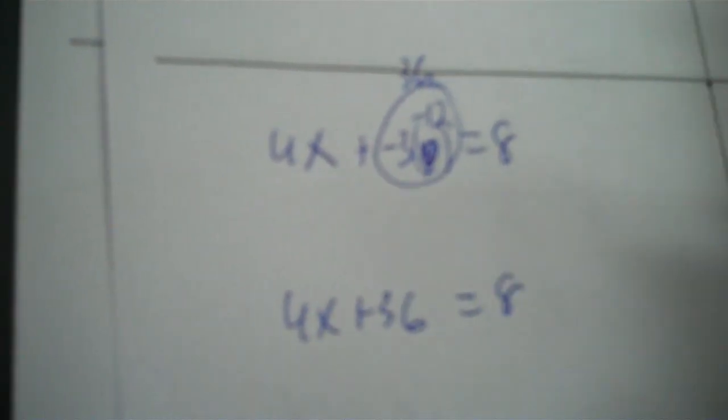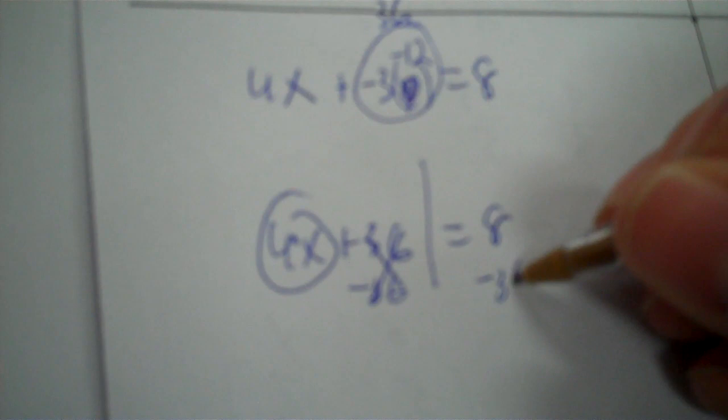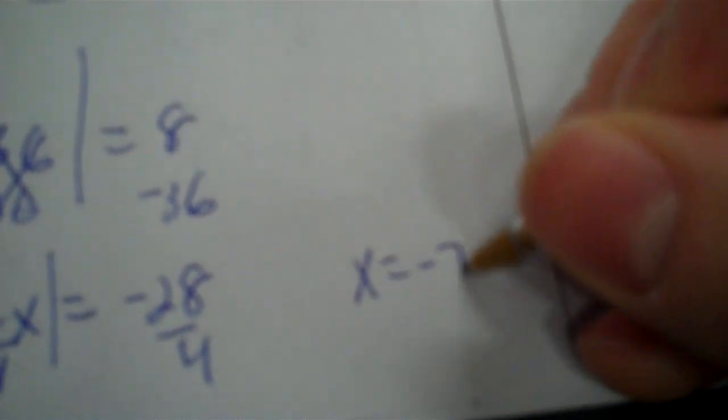Now to solve for your x, just use the very first equation. 4x plus negative 3y equals 8. So y is negative 12. So now find the product and multiply negative 3 times negative 12. That's 36. So we have 4x plus 36 equals 8. So I subtract 36. 8 minus 36 is negative 28. Then you divide by 4. And then negative 28 divided by 4 is negative 7.